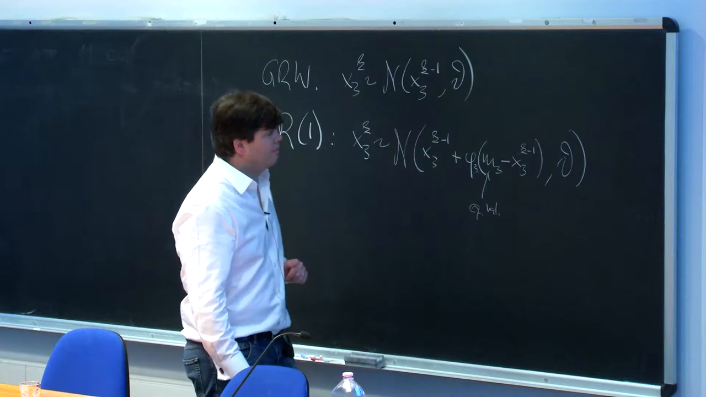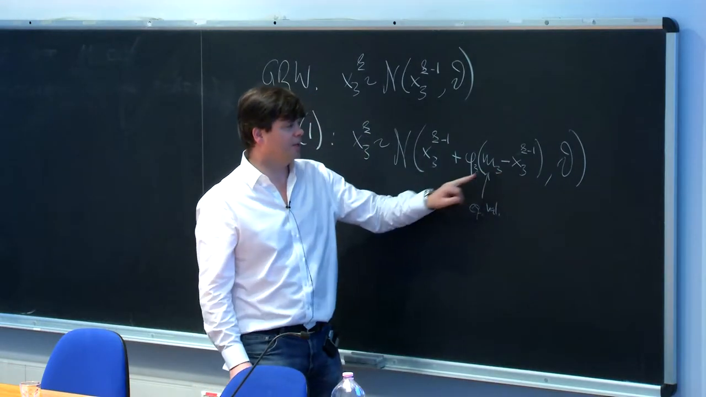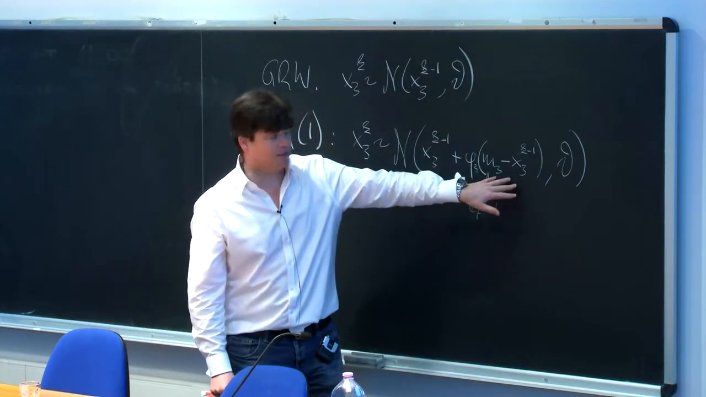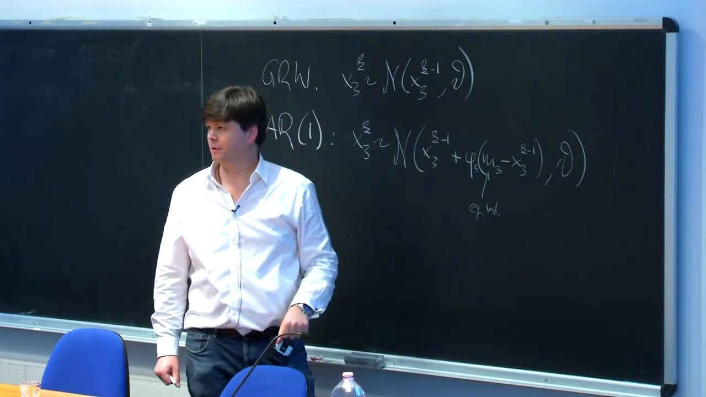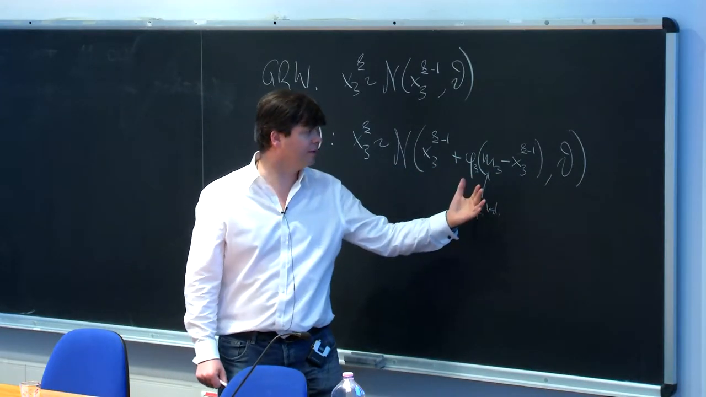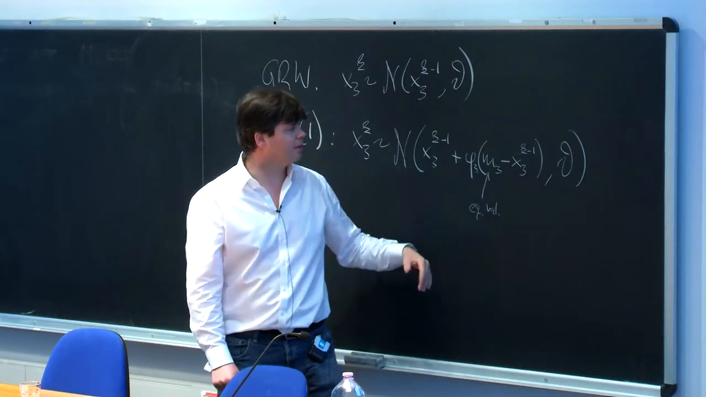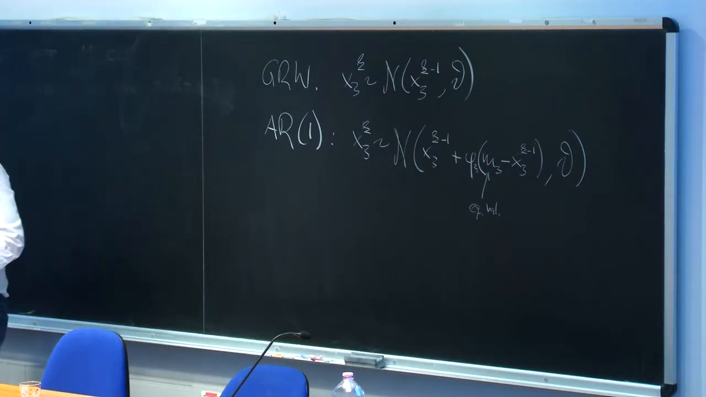So imagine X3 is greater than M3. Then this here will be negative, so it'll be pulled down. And conversely, if M3 is greater than X3, then it'll be pulled up. Yes?